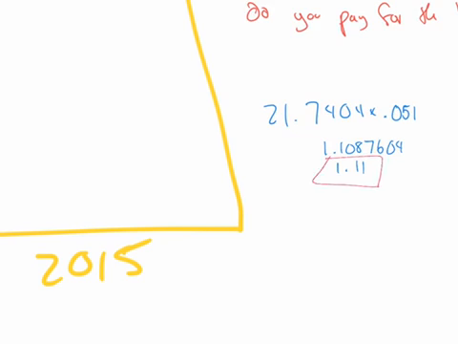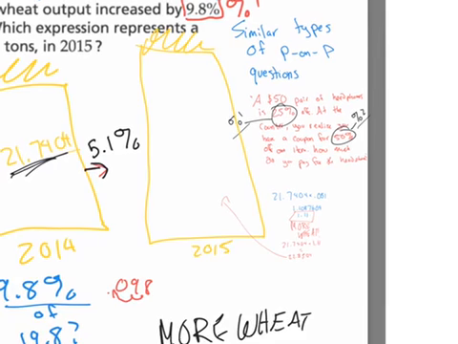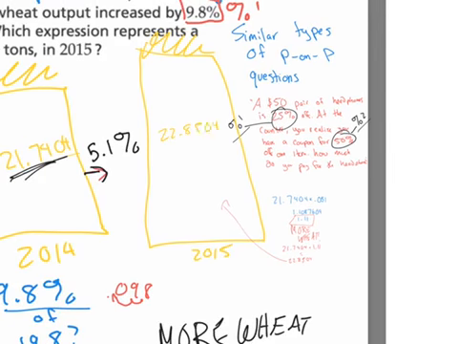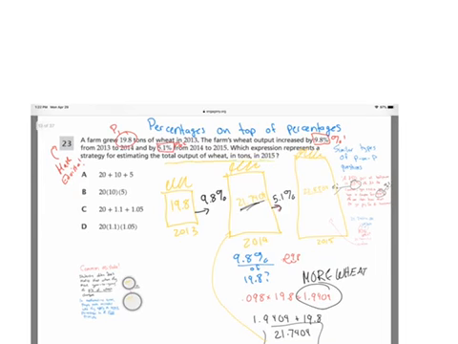This is how much more wheat. I'm just going to write it again, big. More wheat. And so then we're going to do 21.7404 plus 1.11, and that equals 22.8504. So we're going to throw that back up here. 22.8504. Great, and that is the total output of wheat in tons in 2015.